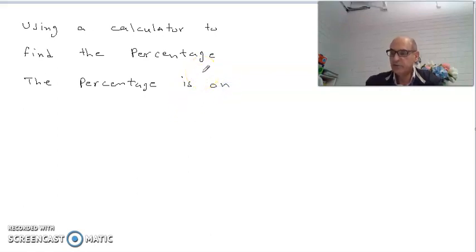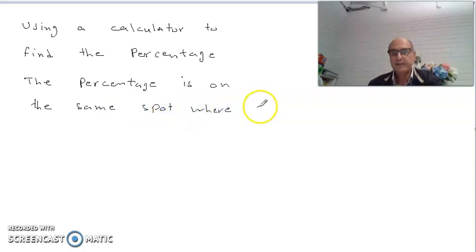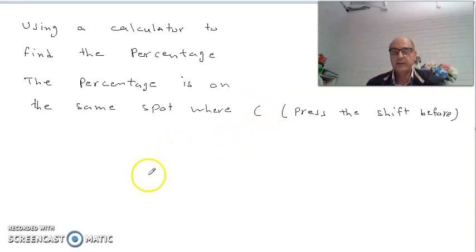If you're using a Casio calculator, it is on the same spot where your bracket is. But make sure you press the shift button before pressing this bracket.